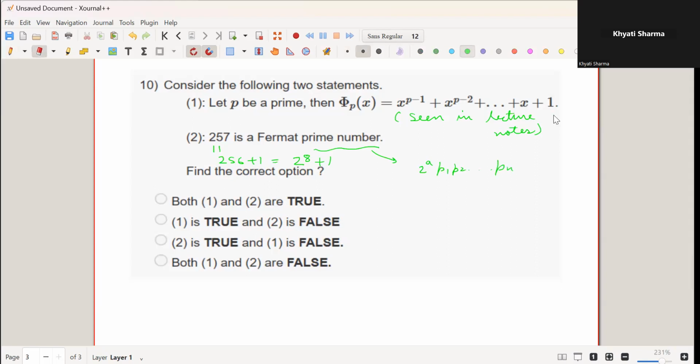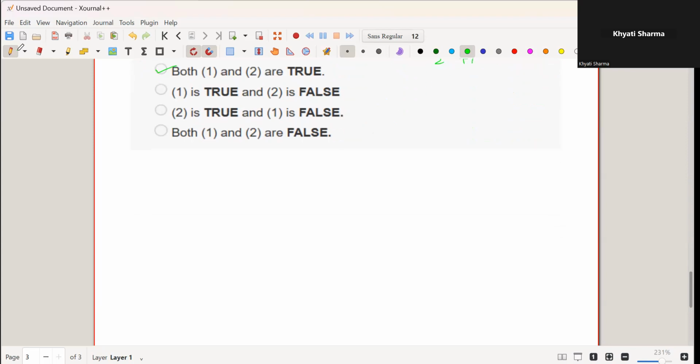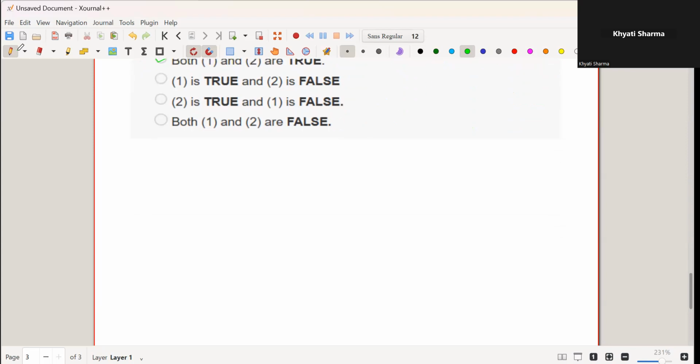Sorry, it's not Fermat number, it's Fermat prime. Any Fermat prime is of the form 2 to the m plus 1, and here you can see 257 is also of that form, so it's a Fermat prime. So both 1 and 2 are true. This is something that we have already seen in the earlier questions, and it's just a revision of that. So I won't go into much detail, and thus we will start assignment 7.